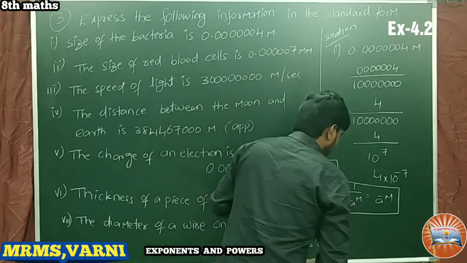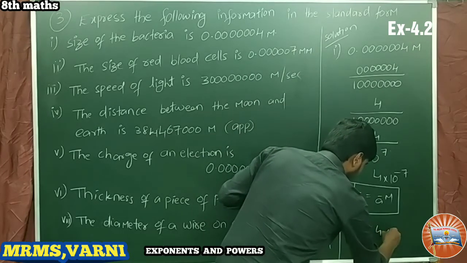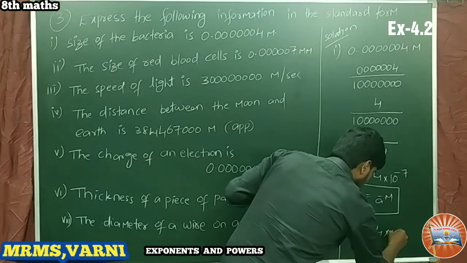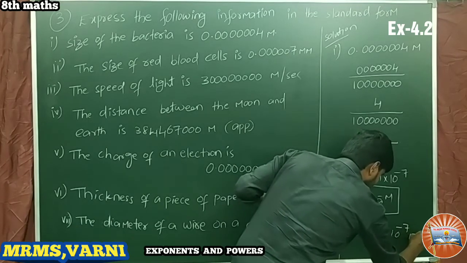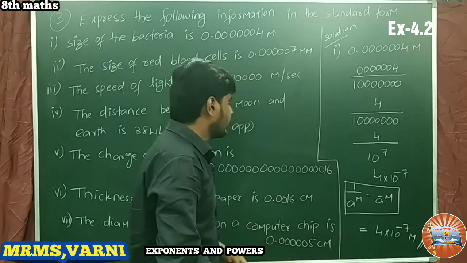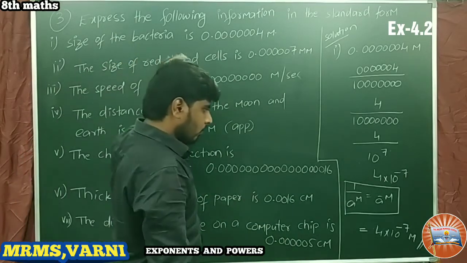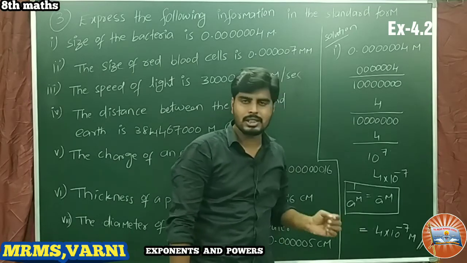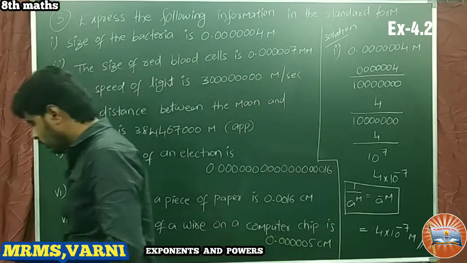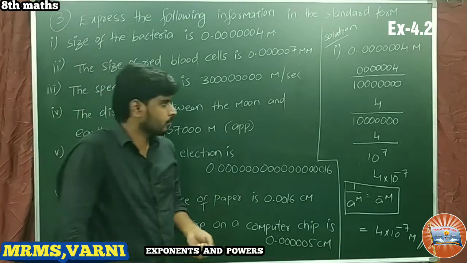Okay, now what is the standard form? Now 4 into 10 power minus 7 meters is the standard form of the size of the bacteria. Okay, is it clear? 4 into 10 power minus 7 is the answer. Right, next coming to row number 2. Right.